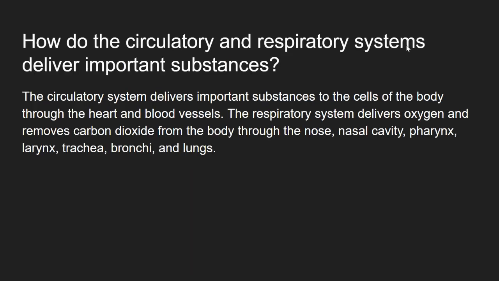This brings us back to our lesson question: how do the circulatory and respiratory systems deliver important substances? Well, the circulatory system delivers important substances to the cells of the body through the heart and blood vessels. The respiratory system delivers oxygen and removes carbon dioxide from the body through the nose, nasal cavity, pharynx, larynx, trachea, bronchi, and lungs.